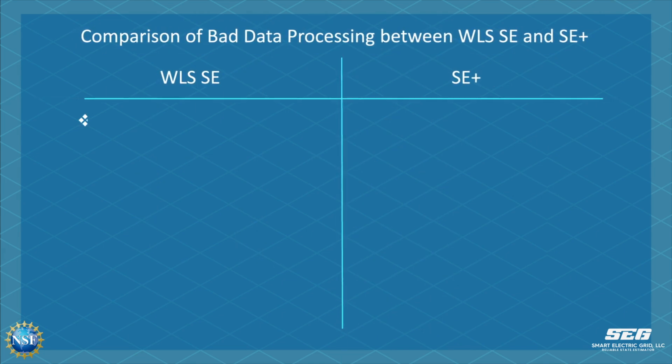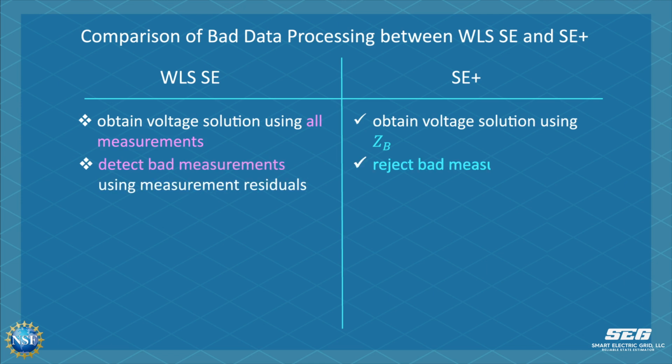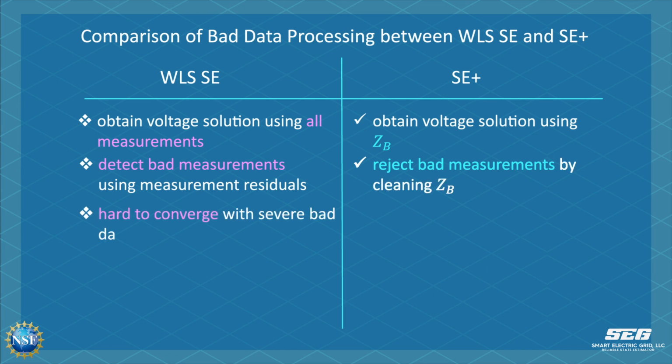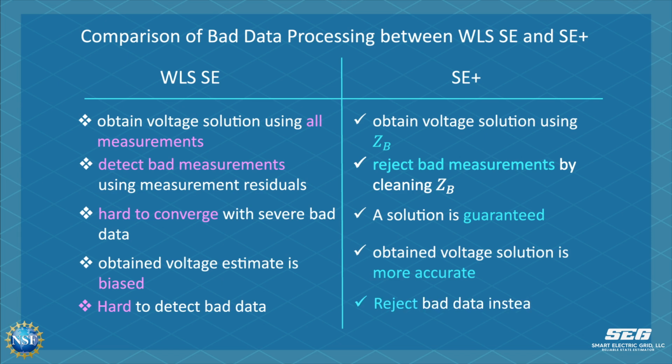The WLS state estimator causes biased voltage estimates because it forces bad measurements to have small residuals, leading to biased voltages. SE Plus avoids this by dividing measurements into a basis set and a redundant set. SE Plus gradually replaces bad measurements in the basis set with error-free ones from the redundant set, resulting in a more accurate voltage estimate while isolating bad measurements in the redundant set, preventing them from affecting the estimate.